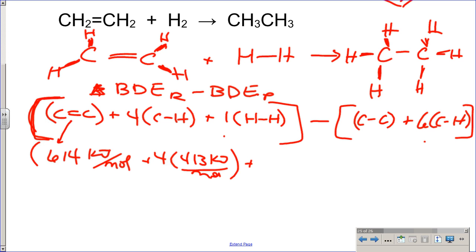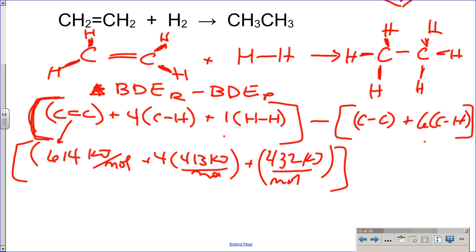Do you think it's going to be? Well, I won't make you guess because sometimes it's hard to guess. This is actually 432, which is a little different than that one, kilojoules per mole of this H to H bond. Okay, so there's all my reactants minus my 2 products. I just want to note that this C to H bond and this H to H bond are both single. You can see they're very close, 413 and 432.